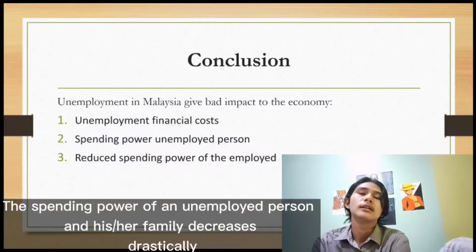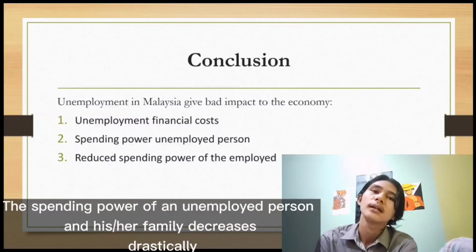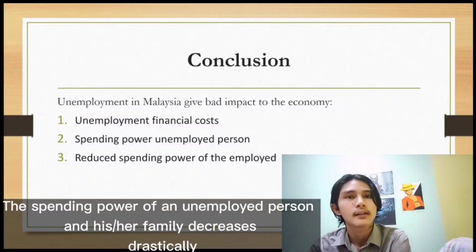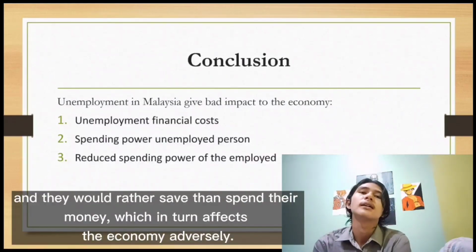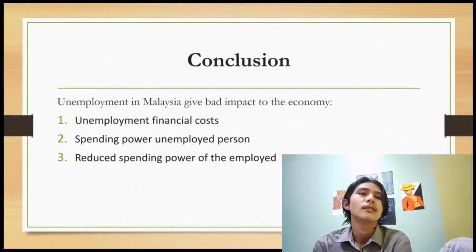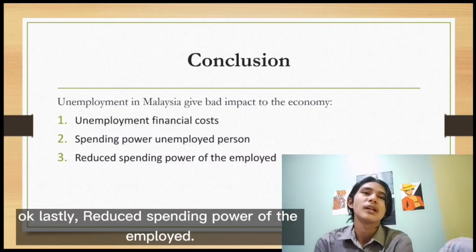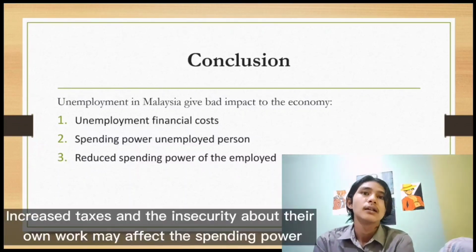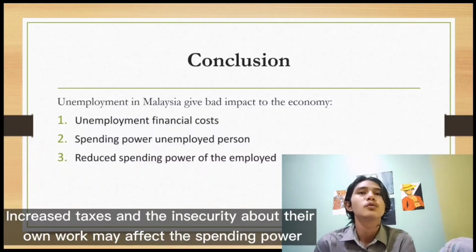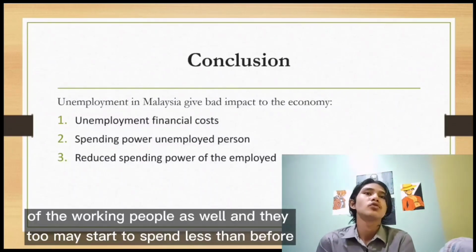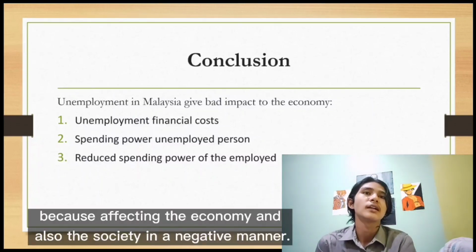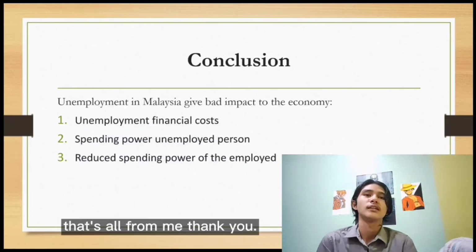Next, spending power of the unemployed person. The spending power of an unemployed person and his or her family decreases drastically, and they would rather save than spend their money, which in return affects the economy adversely. Lastly, reduced spending power of the employed. Increased tax and insecurity about their own work may affect the spending power of the working people as well, and they may start to spend less than before, thus affecting the economy and also the society in a negative manner. Okay, that's all from me. Thank you.